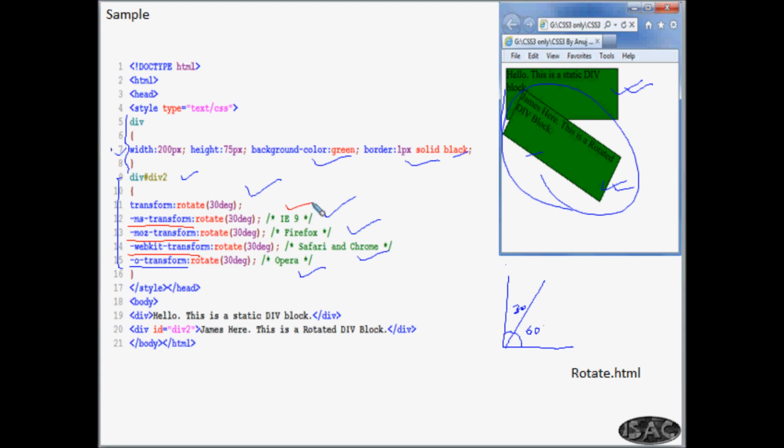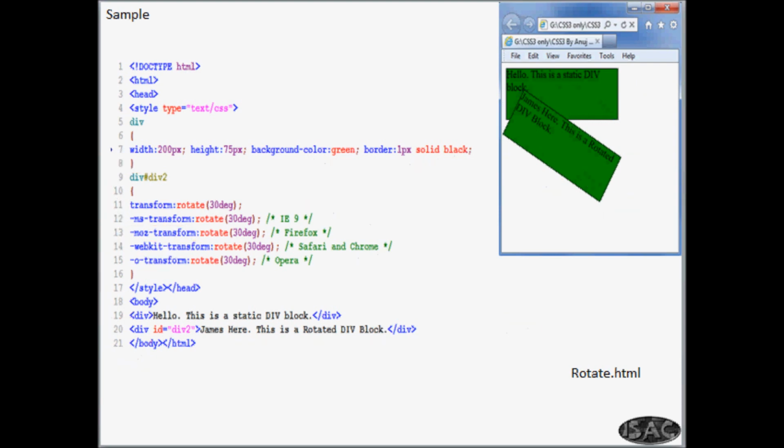So okay, you notice that I'm using a div. Hello, this is a static div. Okay, so another div with ID div 2. So I'm using this one, right? Div 2, and here this is the rotated div block. So you can find this div is rotated by 30 degree, right? Are you getting it? Well, so I hope you understood this example. If you would like to see, I'll just open it and show the example.